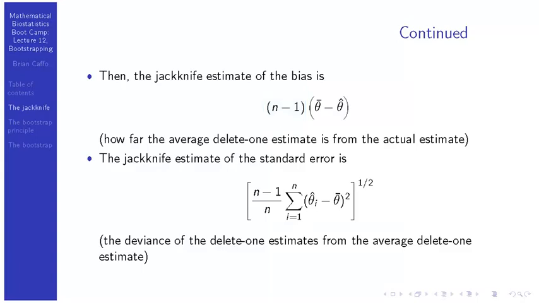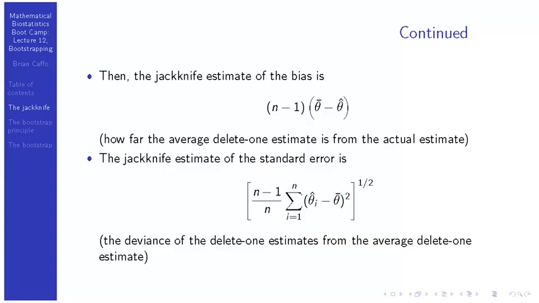And then the jackknife estimate of the standard error is the square root of n-1 over n times the sum of the squared deviations of the leave one out estimates around the average of the leave one out estimates. So it's sort of like the square root of n-1 times the variance of the leave one out estimates.